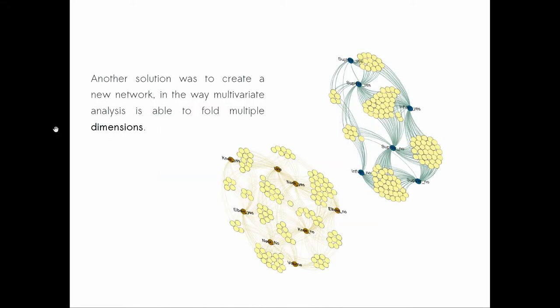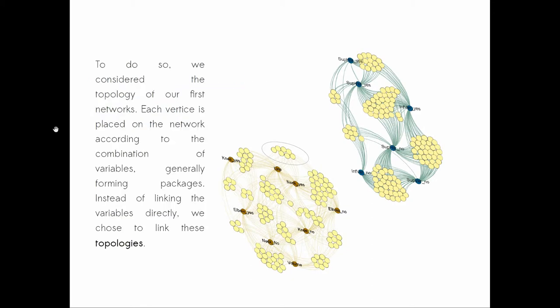If we think about these two networks as dimensions, maybe we could apply the same mechanism we have in multivariate analysis, that is, to fold these two dimensions into a new one. And we can do that using topology. If we have two-mode networks, each of these clusters is a combination of variables, and we have a very precise number of possible variations.